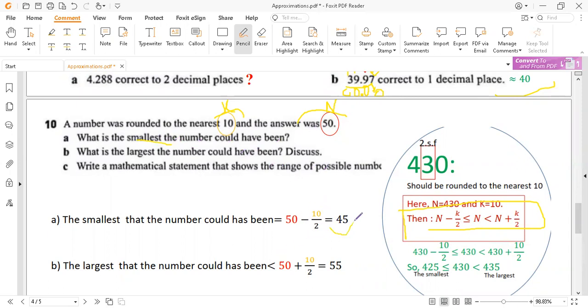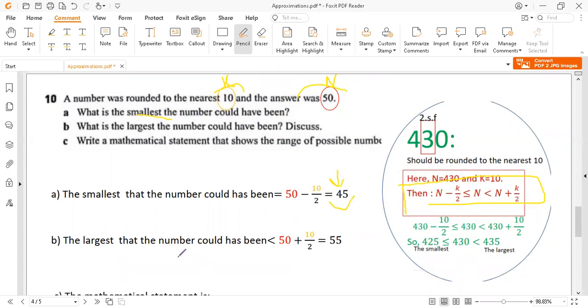So it is 45, because if we round 45 to the nearest 10, this is the tens digit, 5 is greater or equal to 5, yes. So we obtain 50 after rounding it up. And the largest that the number could have been is 50 plus 10 over 2.